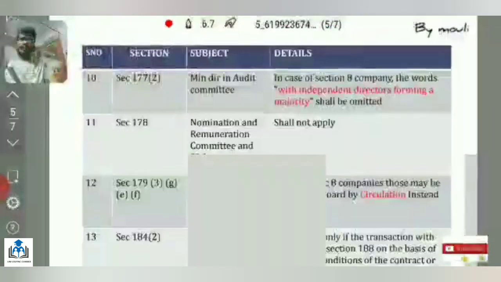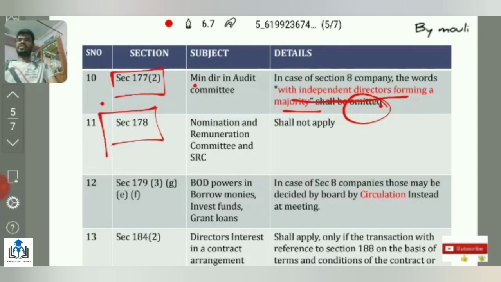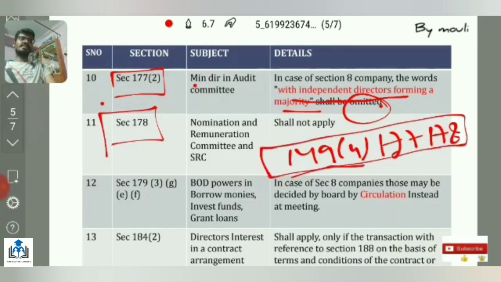And coming to our next point, that is 177. 177 is relating to the audit committee. In that audit committee, one condition will be there, right? Minimum there shall be majority independent directors, right? In that case, if it is Section 8 company, since independent directors provisions are not applicable, a point has been removed. That is, the words with independent directors for majority shall be omitted, right? And coming to our section 178, nomination remuneration committee also shall not be applicable. Same 149(4), 177, 178. All the limit is applicable. Limit is same, and the same is not applicable to the Section 8 company, right?